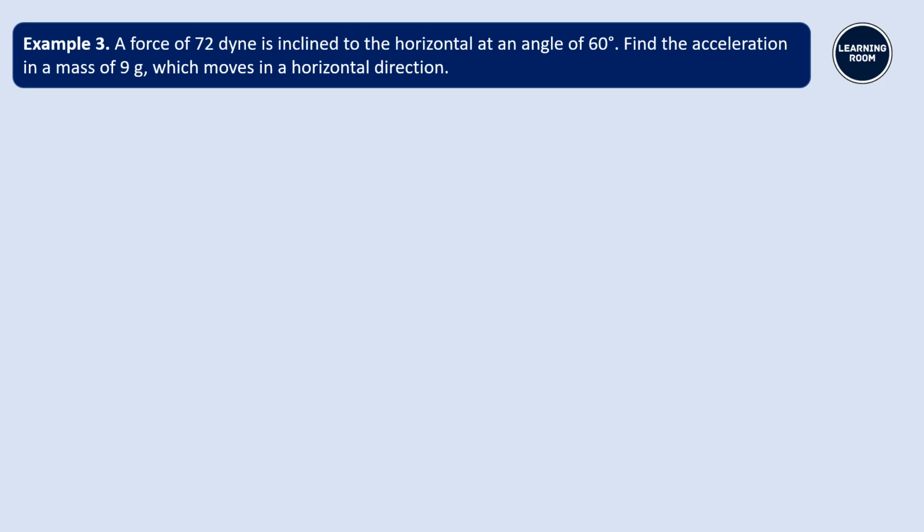So let's discuss this problem. A force of 72 dyne is inclined to the horizontal at an angle of 60 degrees. Find the acceleration of a mass of 9 grams, which moves in the horizontal direction. If you look at the diagram, let us say there is a block on which a force of 72 dyne is applied in such a way that this force is inclined at an angle of 60 degrees with respect to the horizon.